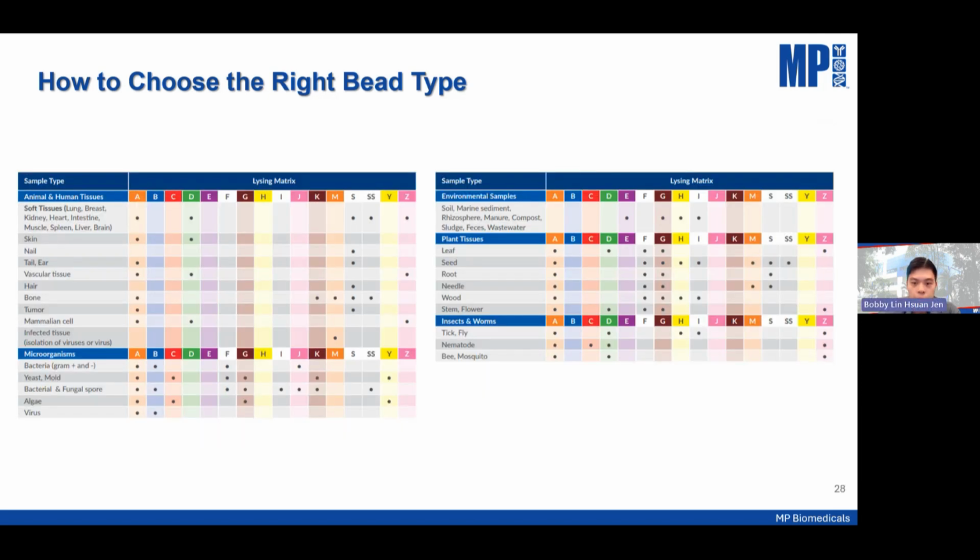Okay, so we've also summarized a chart for you, and it's segregated into different categories: animal and human tissues, microorganisms, environmental samples, plant tissues, insects, and worms. Different types of lysing matrix can be used according to the sample type that you have.